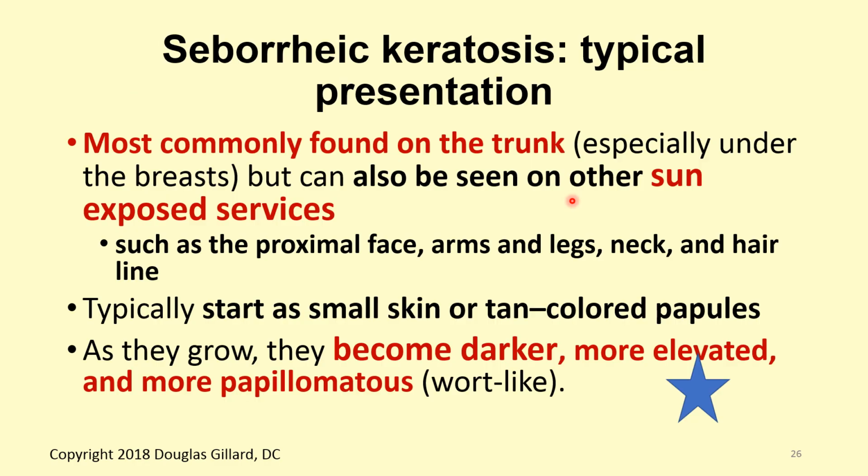Here's another patient with these lesions. So they're raised lesions, papules. A lot of these are plaques. They're bigger than 1 centimeter. They're brown. Okay, typical presentation. You can see them on the trunk of the body, underneath the breasts. They can also be seen in sun-exposed areas like the face and the arms, the neck, the hairline. Typically they start out as small little tan lesions, but as they grow, they can get kind of ugly looking and more warty-like.